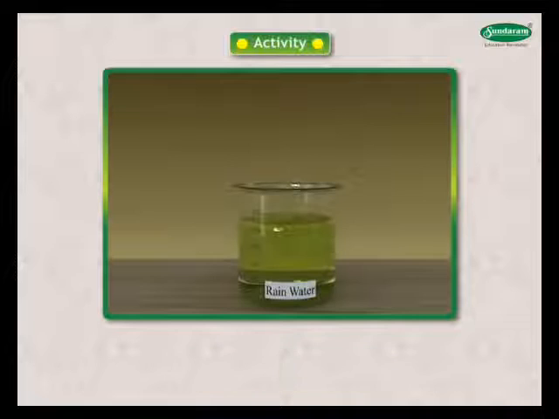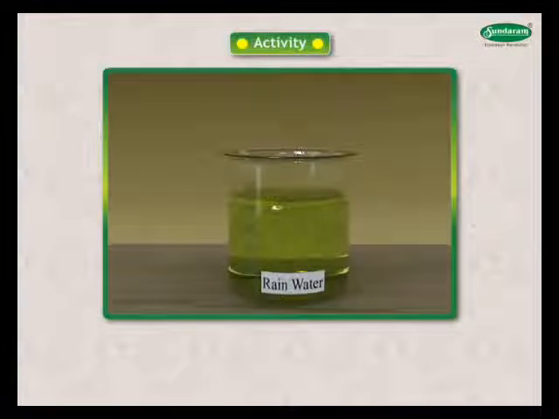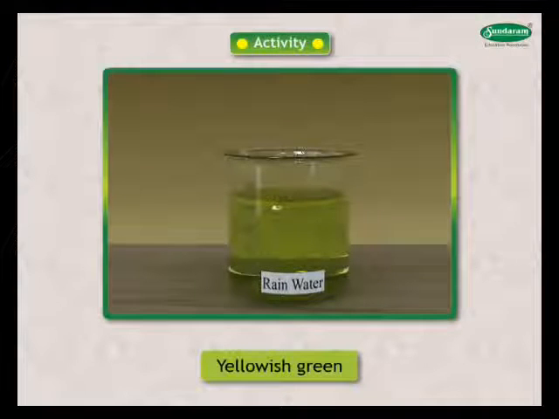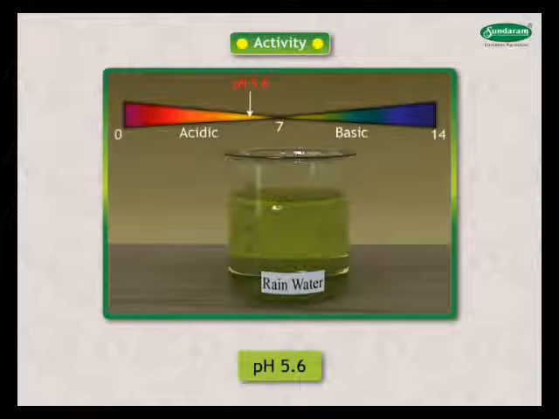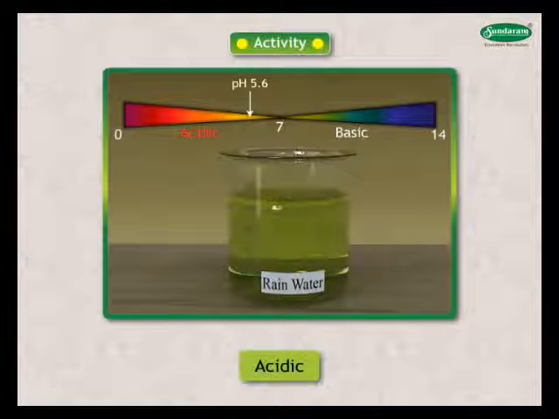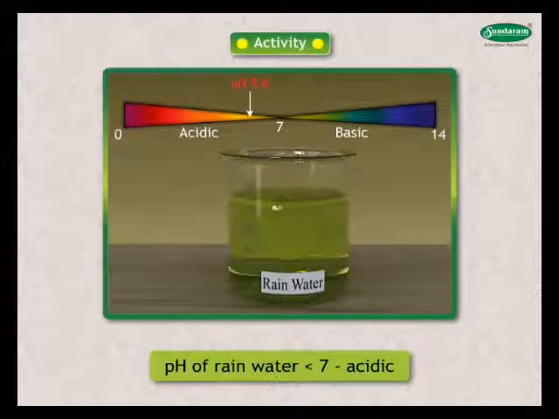Note the color change and also pH. What is the nature of rainwater? Color of water is yellowish green, which indicates that pH is 5.6. The nature of rainwater is acidic. When the pH of rainwater is less than 7, the rainwater is acidic.